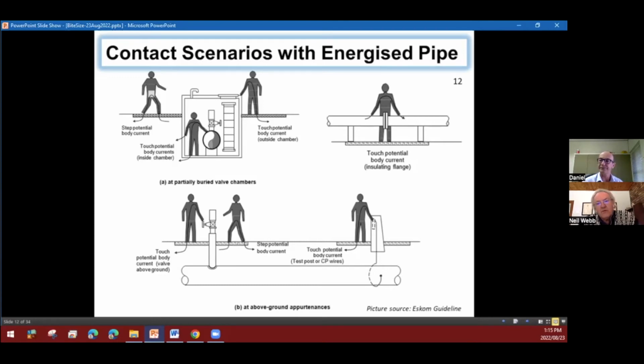What sort of voltages can we then expect to see on a pipeline? If we've got a new pipeline that's been put in the ground and nobody has taken any measures to mitigate the faults or the inductance, what sort of values have we actually recorded on pipelines?